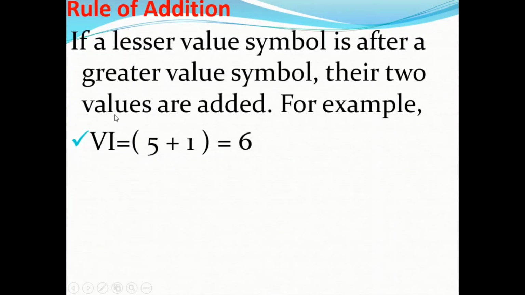So we can add their values. V has value 5 and I has value 1. So we can add their values. 5 plus 1 is equal to 6. So the Roman numeral for 6 is VI.